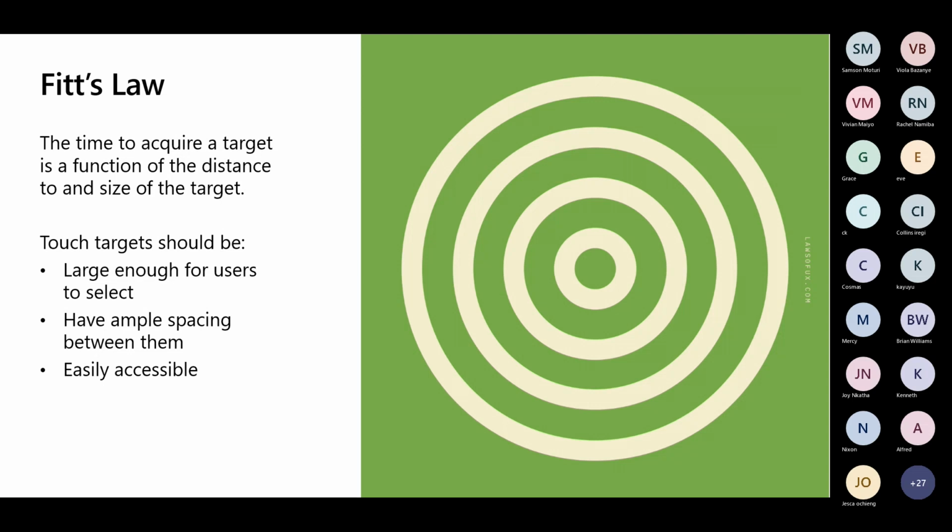And then the next one that I will talk about is the time to acquire a target is a function of the distance to and the size of the target. So this is mostly about touch targets. And I feel like this law, this principle mostly applies to mobile devices. You need to have your controls or actions like buttons, radio buttons, links, they need to be large enough for users to select and have enough spacing between them and easily accessible on the device that they're using.